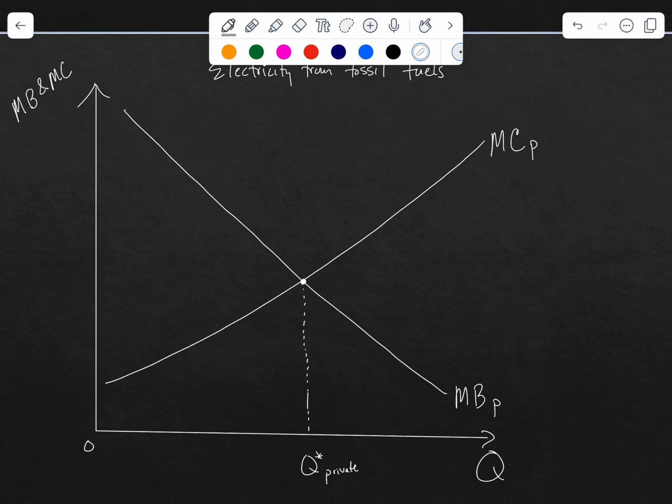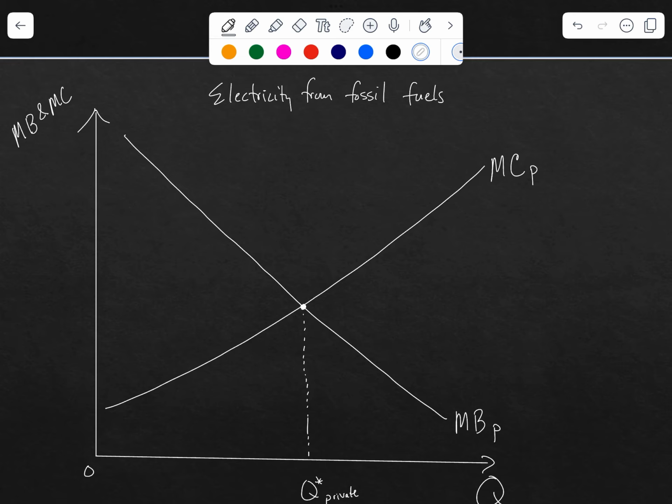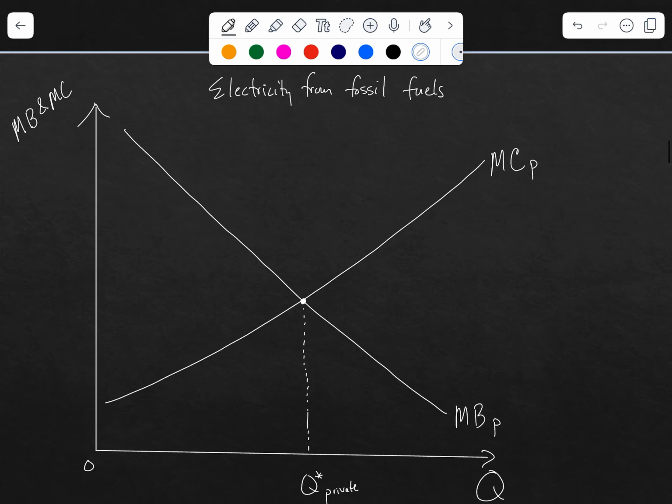So Q star private represents the intersection of the private marginal benefit and the private marginal cost. So if the parties to this transaction, right, the interested parties, the people who want to buy electricity, that's many of us, all of us probably, and the power company that's willing to produce it, there's a market clearing equilibrium here. And then there's a corresponding price of electricity. We could jot that in as well. That's less important to some extent for our purposes right now, but it is relevant.